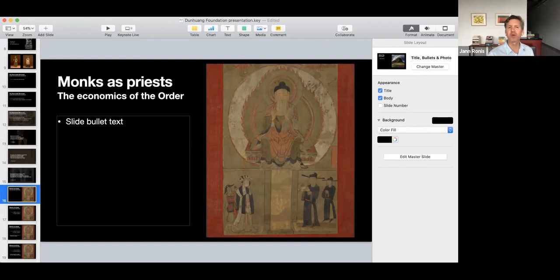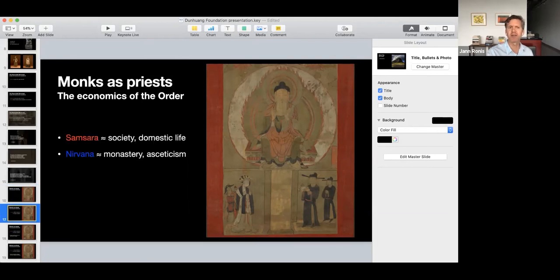And so what I'm going to do now is to explain how those three terms, samsara, karma, and nirvana, undergird the economics of the monastic order. A monastic order of monks, but monks who, for the most part, work in their daily lives as priests. So let's bring back this notion of samsara and nirvana.